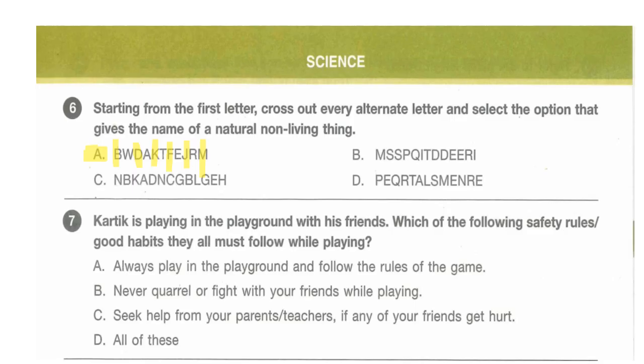Question number 7. Karthik is playing in the playground with his friends. Which of the following safety rules or good habits they must all follow while playing? Option A. Always play in the playground and follow the rules of the game. Option B. Never quarrel or fight with your friends while playing. Option C. Seek help from your parents or teachers if any of your friends get hurt. D. All of these.